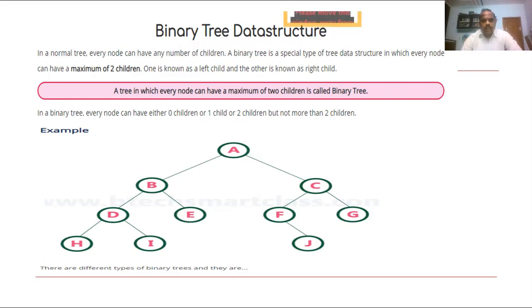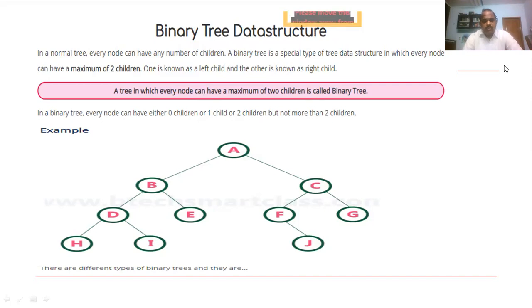Today's topic is the binary tree data structure. In a normal tree, every node can have any number of children. A binary tree is a special type of tree data structure in which every node can have a maximum of two children. One is known as the left child and the other is known as the right child.